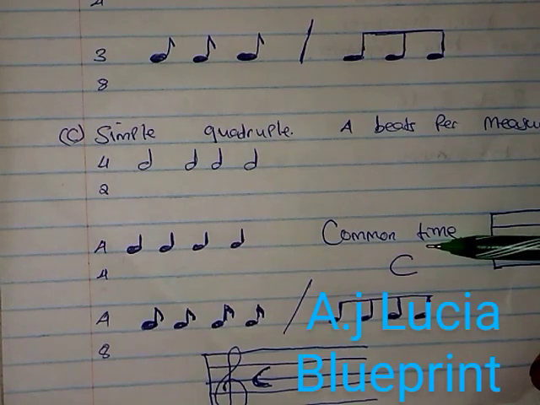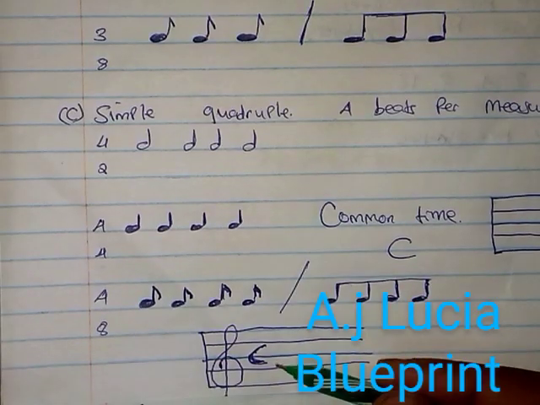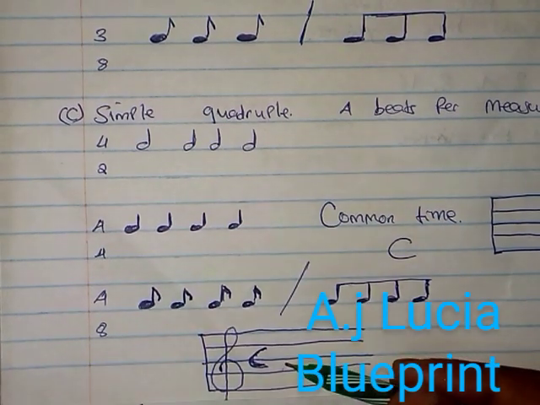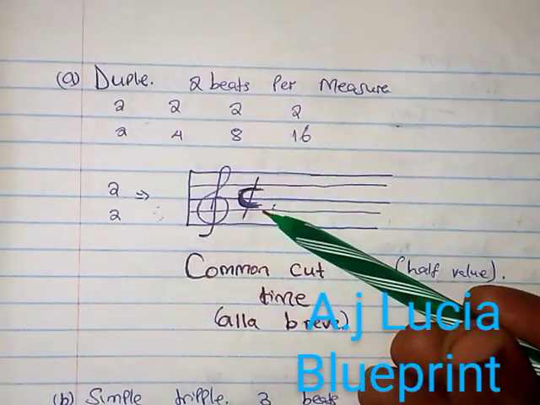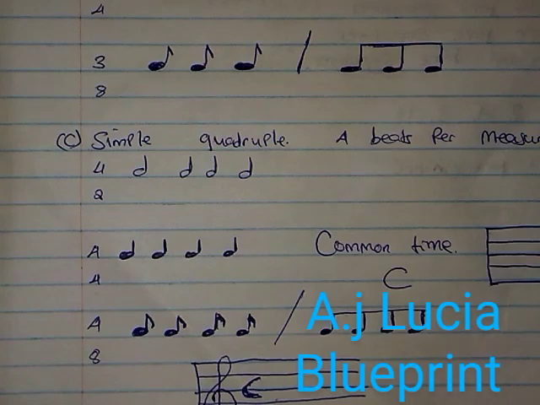4, 4 is also called common time, which is represented by C, and this is the representation on a staff. Differentiate it from alla breve. In alla breve, the C is crossed, and it is called cut time, while 4, 4 is called common time.